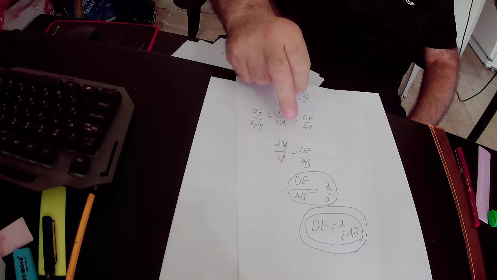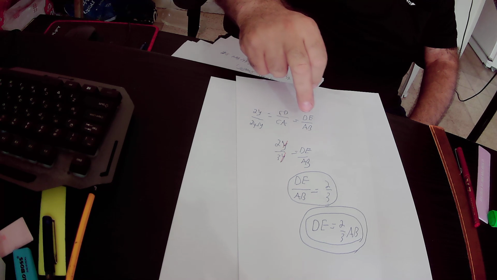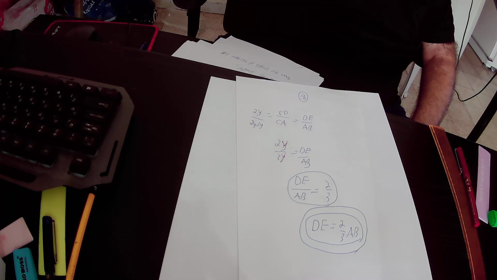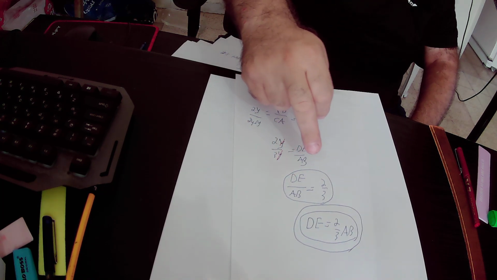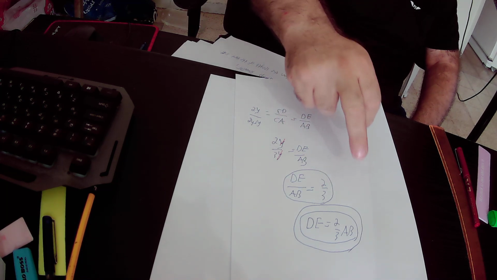2y over 3y is 2 over 3, because y over y is 1. So y gets cancelled, and we are left only with the equality that DE over AB equals 2/3. Here we multiply this equality by AB, and we get that the value of DE is actually 2/3 AB. Again, DE equals 2/3 AB.